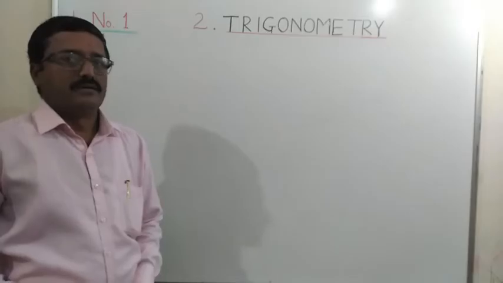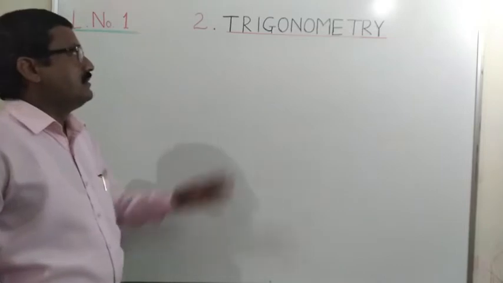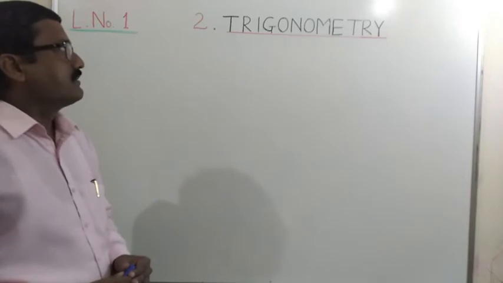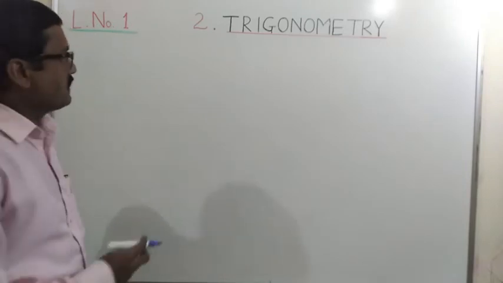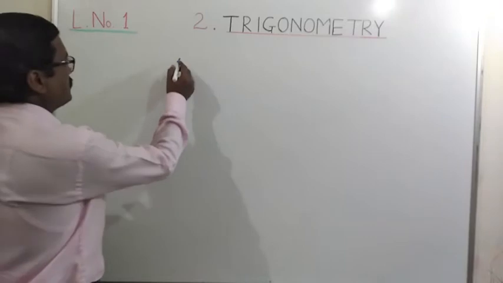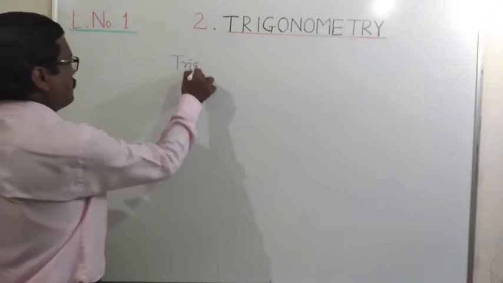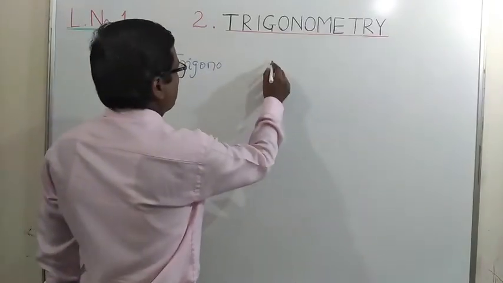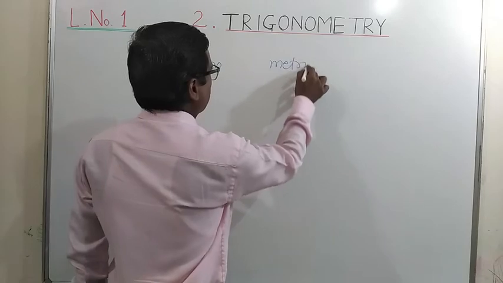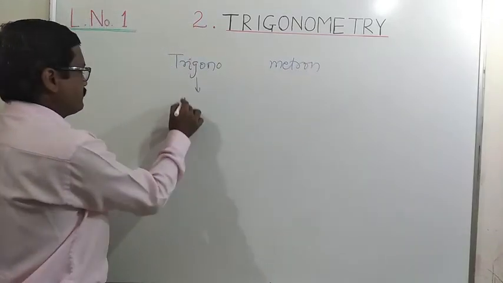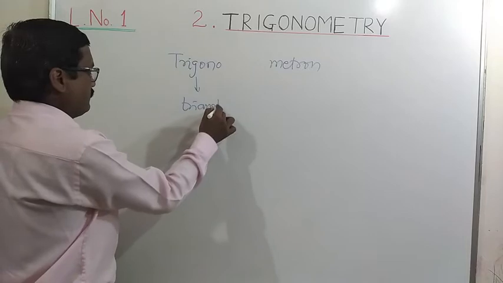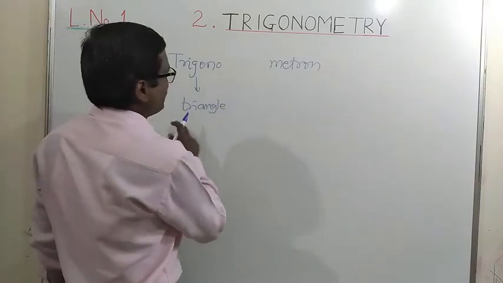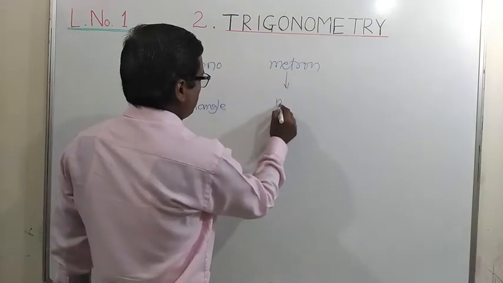Hello, today we are going to start a new topic of trigonometry. I think all the students are familiar with this word trigonometry. The word trigonometry is derived from two Greek words. The first one is trigon and the second word is metron. This trigon means the triangle, a figure having three sides and three angles, and this metron is nothing but the measurement.